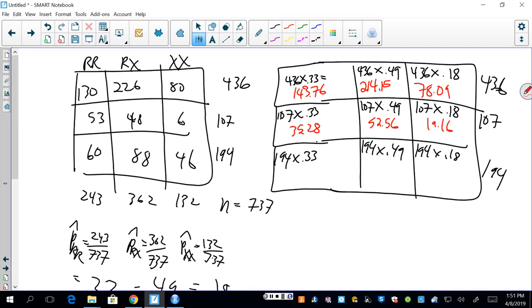And then a third of 194 is 63.96. And 95.29. And this one is 34.75. Those are our expected values under, these are expected. We have no association.